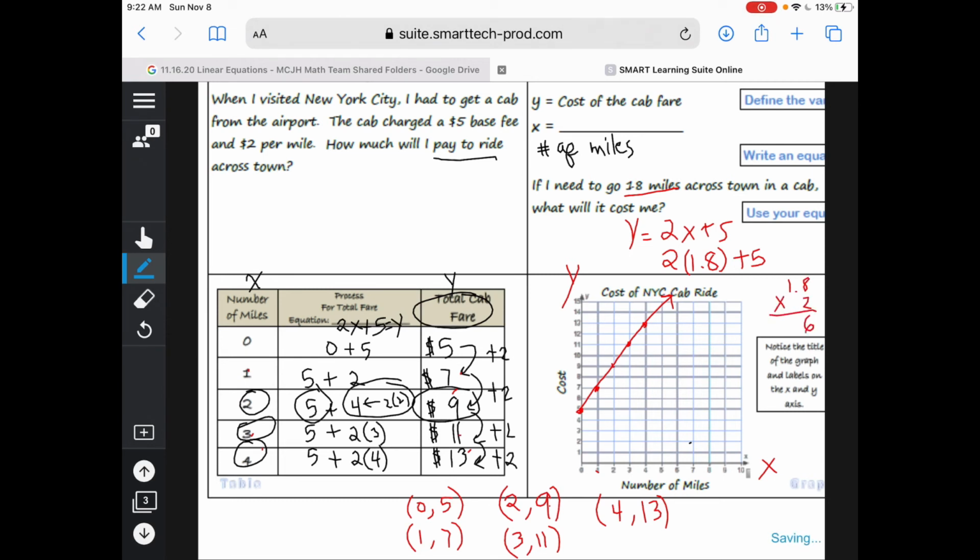2 times 8 is 16, carry the 1. 2 times 1 is 2, plus 1 is 3. Move my decimal one place, you get 3.6. Then we have to add 5. Remember, 5 is a whole number, so it's written as 5.0. 6 plus 0 is 6, bring my decimal down. 5 plus 3 is 8, so you get 8.6. So y would be 8.6. So what will it cost me? It would cost you $8.60 to go 1.8 miles.